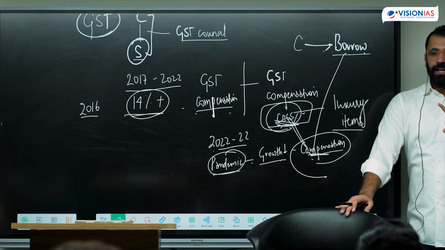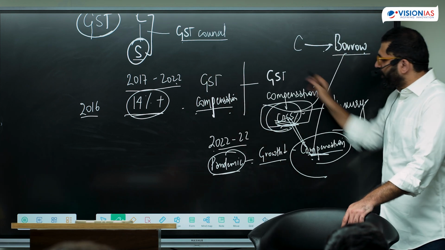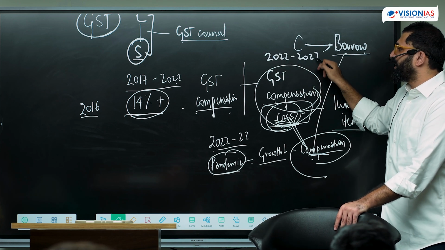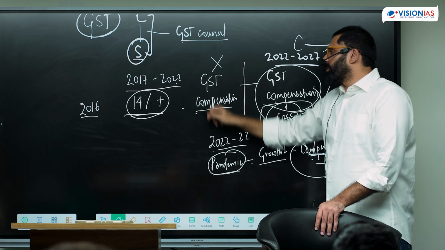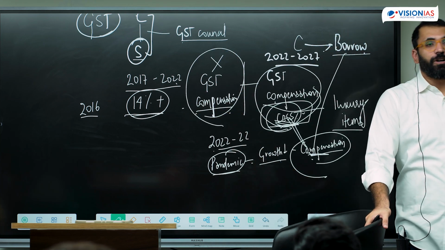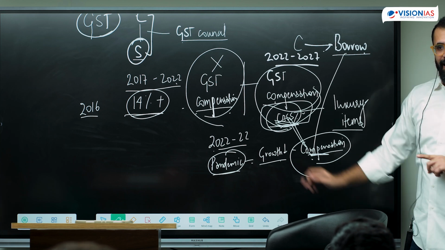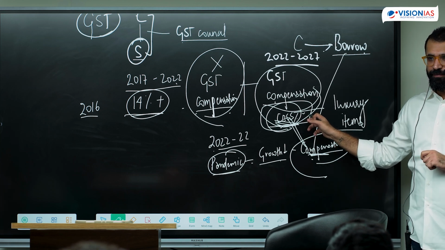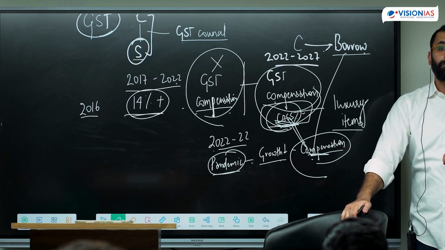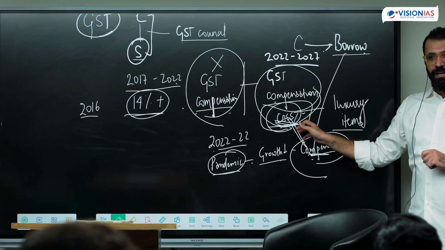But now what they have done is, now 2022 is done. They have continued the compensation cess for another 5 years from 22 to 27, but are not paying the GST compensation. So the compensation is not being paid after 22, though the cess is being collected. So now the states are not getting any revenue benefits and there's no compensation which the center will pay, but the cess is still being collected by the center.